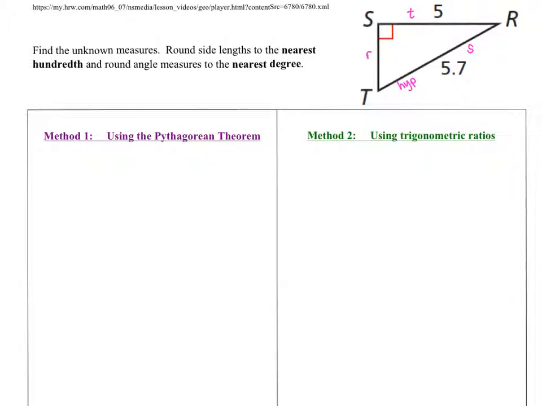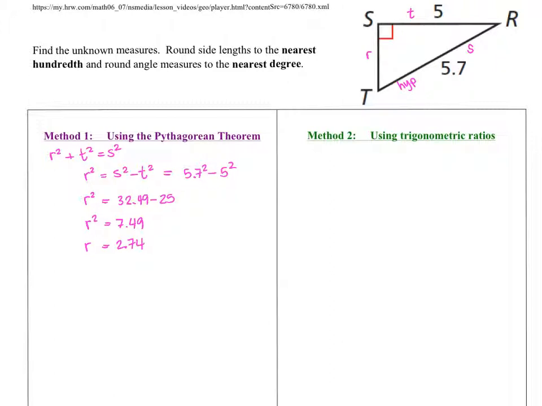So let's start out with method number 1, using the Pythagorean theorem to find the missing side length r. We start out with r squared plus t squared equals s squared, and then we substitute in our values. 5.7 squared is 32.49, and of course 5 squared is 25. The difference is 7.49, and when we take the square root of both sides, we end up, to 2 decimal places, with 2.74.